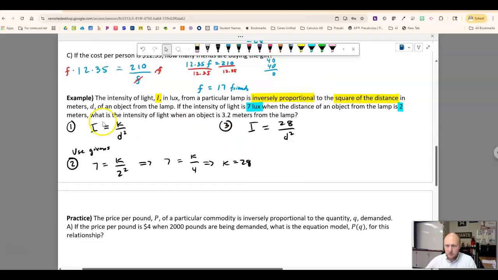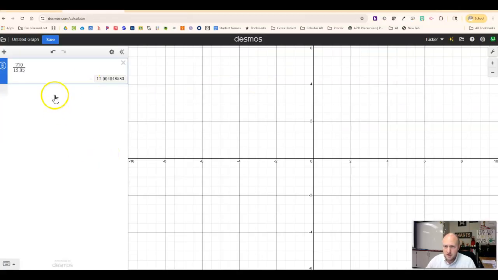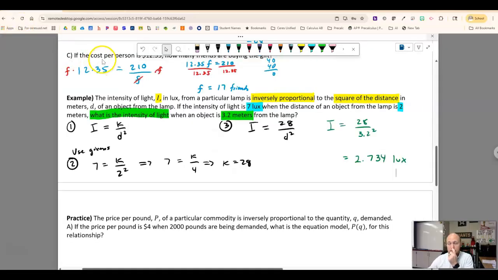So then here's their final question. What is the intensity of the light when the object is 3.2 meters from the lamp? Okay, so here's the question. I, that's what I want to find, is equal to 28 over 3.2 squared. And so we're going to use graphing technology for this. 28 divided by 3.2 squared. And we get the intensity of the light is 2.734 lux. Okay, there you go. All right.